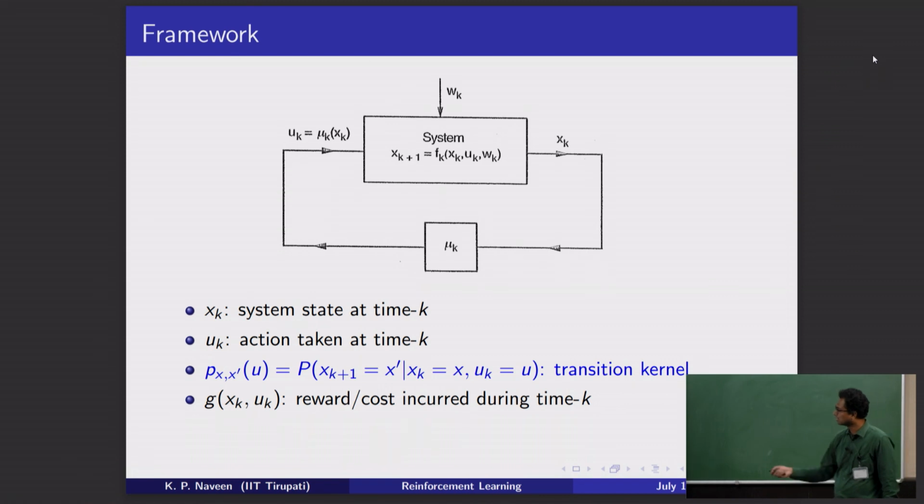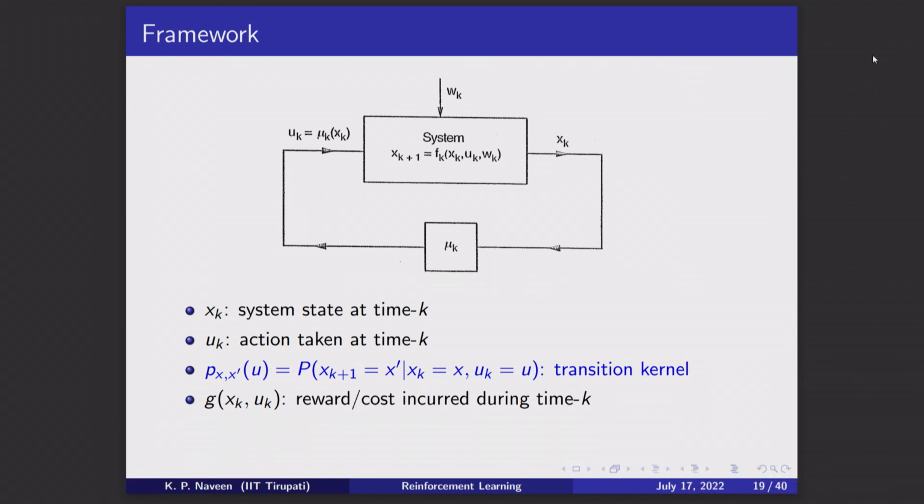And then, this is the reward or cost. This is the one step reward or cost that you are going to incur during time k. So we will look at the cost minimization problem, so I'll just call it cost. If it is reward, you want to maximize the reward. Fine. Then wherever you see a min, you have to replace it by a max operator. So I'm just thinking about minimizing the cost. Think of G as the cost, right?